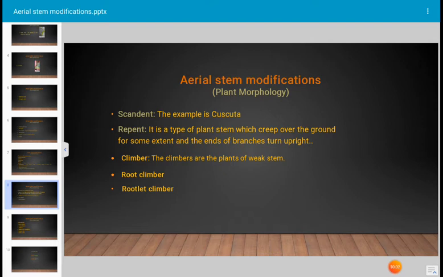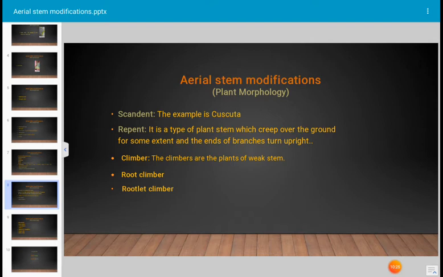Next, repent type of stem. It is a type of plant stem which creeps over the ground for some extent and the ends of branches turn upright. Such type of stems are described as the repent type of stem. And next, climbers. Climbing stem.